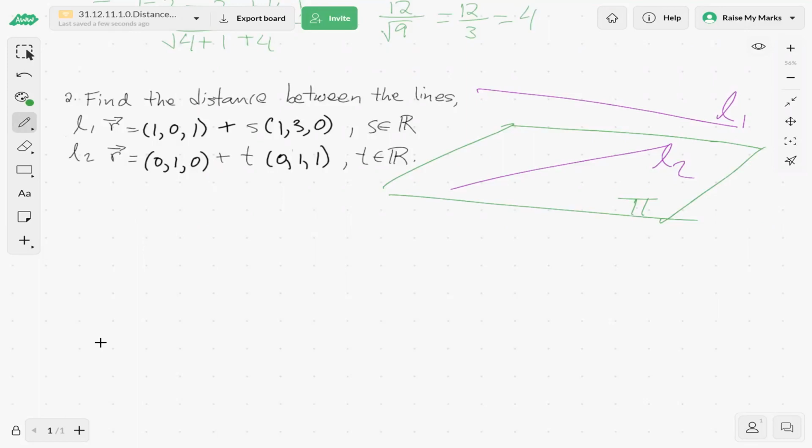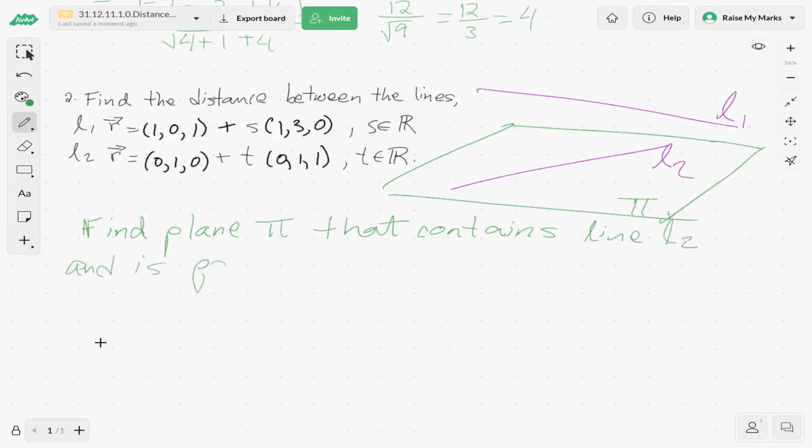How do we find the equation of a plane? We need two direction vectors. We want this plane pi to contain line 2 and be parallel to line 1. So find the plane pi that contains line L2 and is parallel to line L1. So we need two directions for our plane.